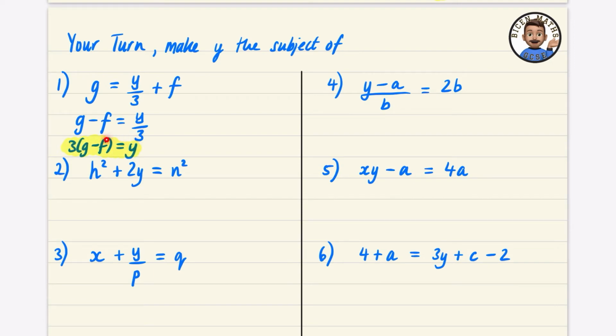And like I said before, you could write these switched around as well. So making y the subject here, the first thing I'll do is get rid of that h squared. So I will do n squared subtract h squared, and then I'm going to do the opposite of multiplying by 2, which is just to divide this by 2. So that is n squared minus h squared over 2.